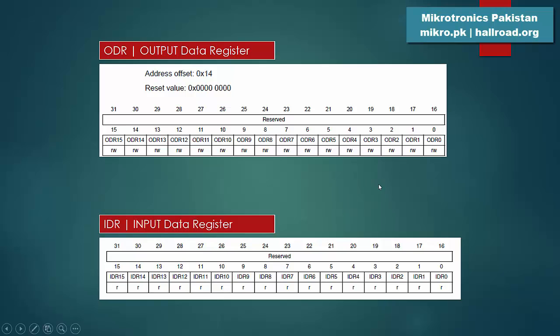All this complexity of these pins will be hidden from us by the use of these HAL libraries. But nevertheless, it is important to know that these registers are present, and we can also sometimes use these registers directly to access the microcontroller pins.